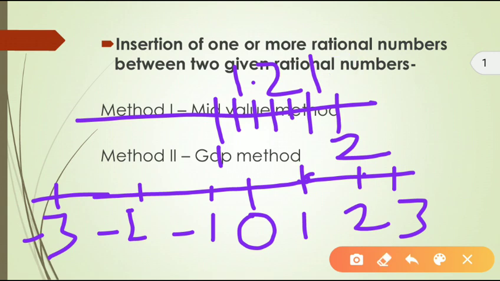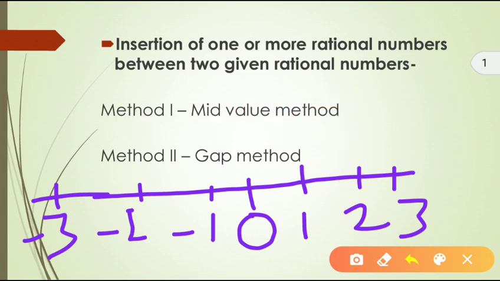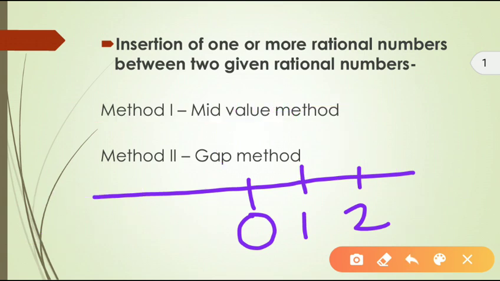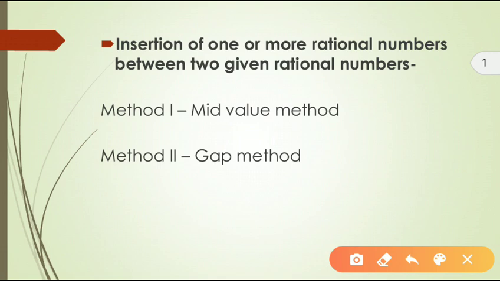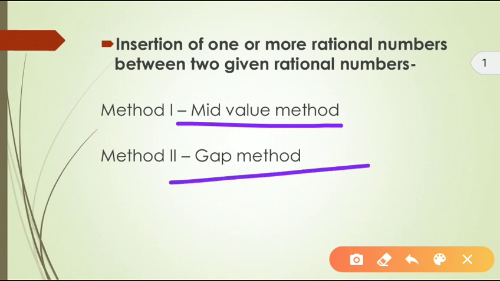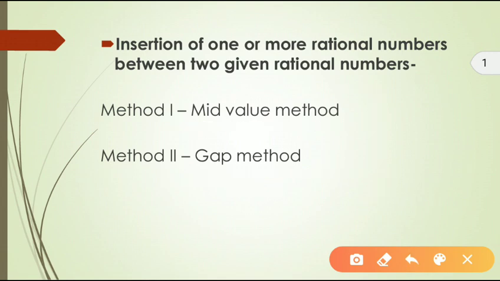That means we can say that between 1 and 2 or between 2 and 3, that means in between two numbers there are many rational numbers. So how to find out those rational numbers? There are two methods to find out. First method is mid value method and second method is gap method. You can find out the rational number by any of these methods. So let's discuss both the methods one by one.